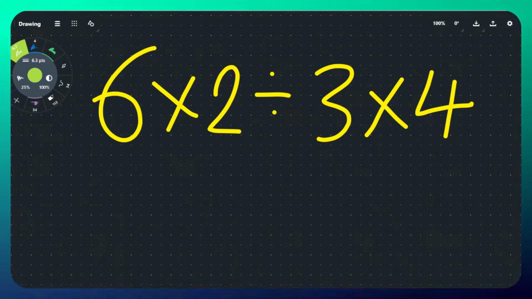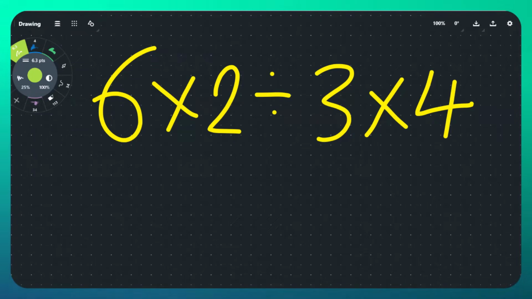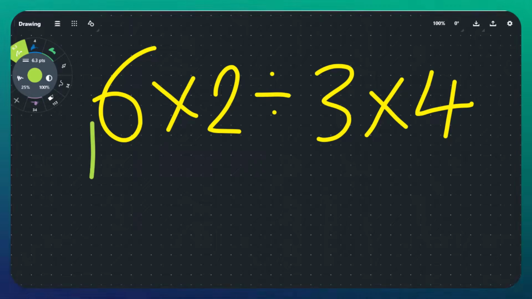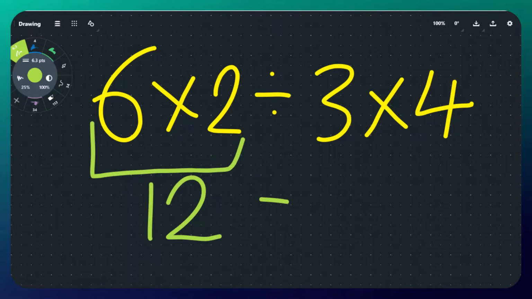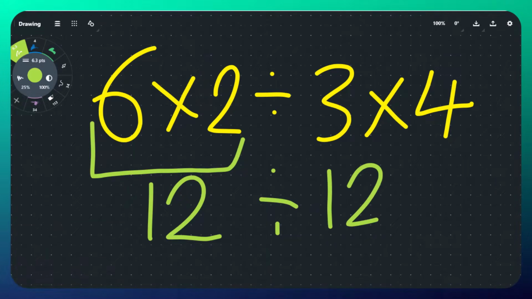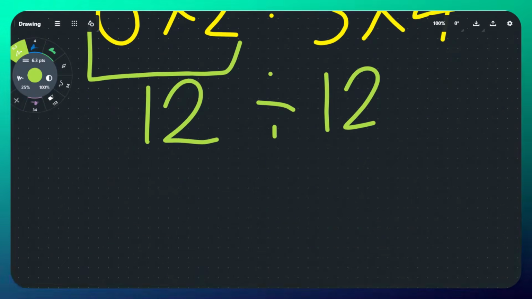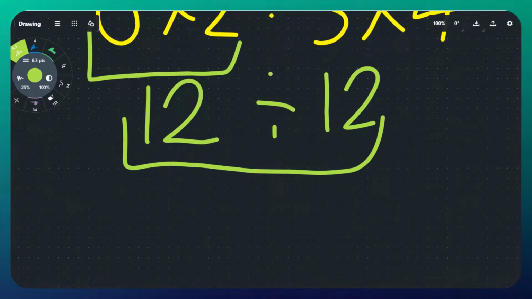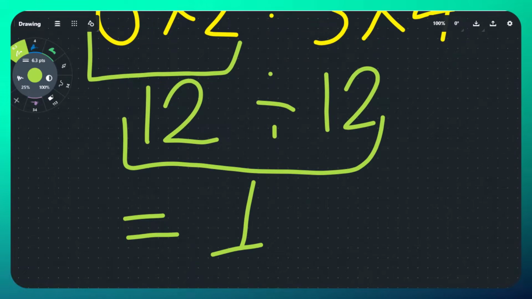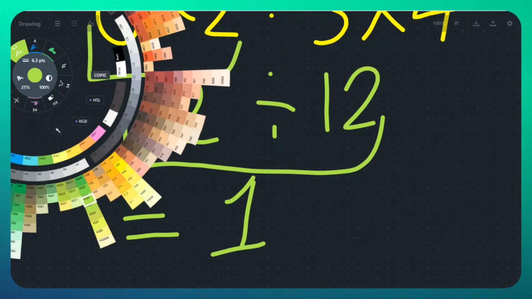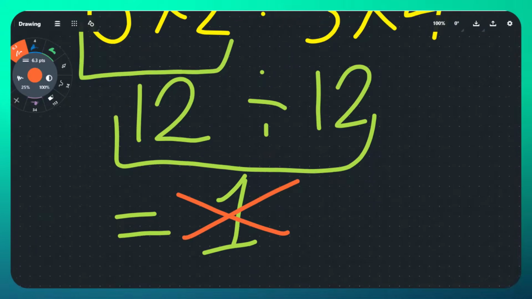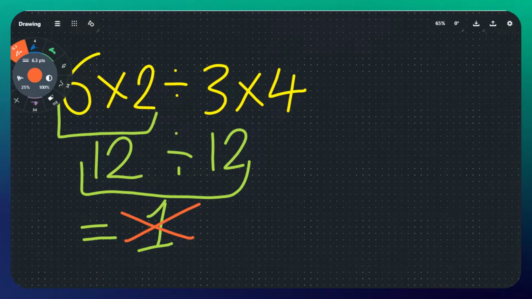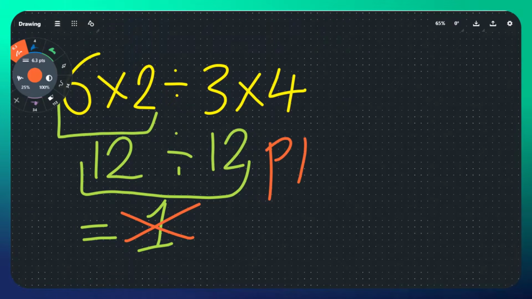This is a simple math. Many people mistake the answer. They say 6 times 2, and that gives us 12, divided 3 times 4, and that gives us 12. And therefore, 12 divided by 12, that's simply 1. But this answer is not correct because we have not followed the order of operation called PEMDAS.